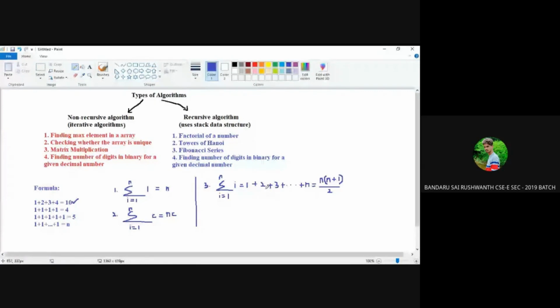Now I will save this. We'll continue this. Only 2 more formulas are there, but those formulas need some time to understand. Very simple only, but we don't want to do that in 5 minutes.